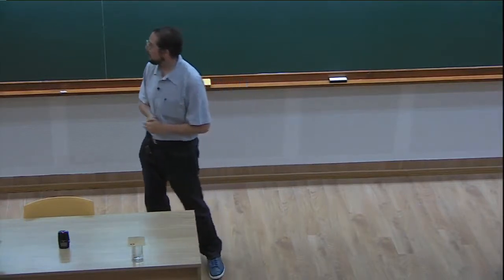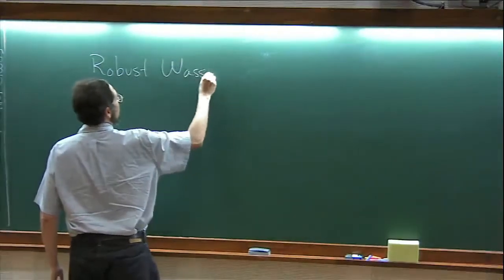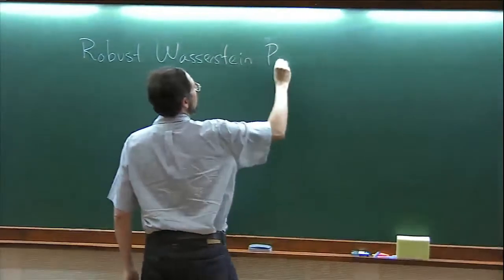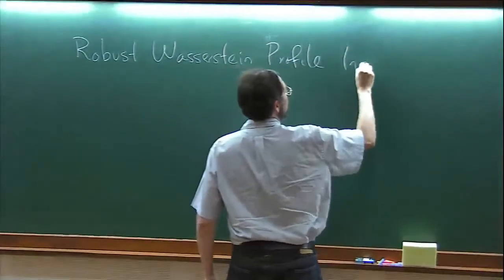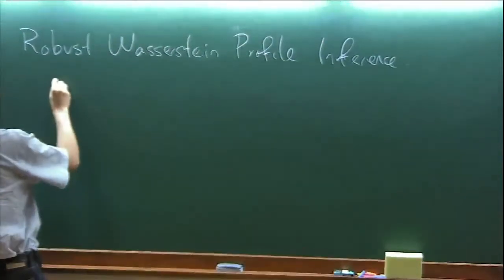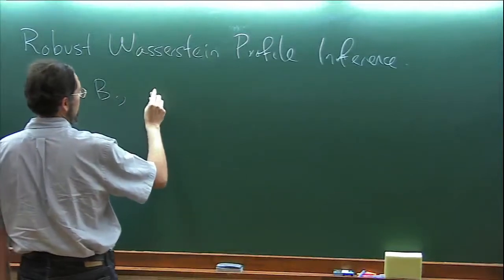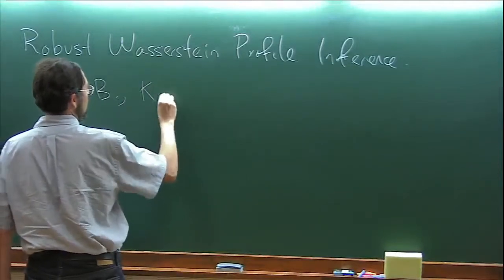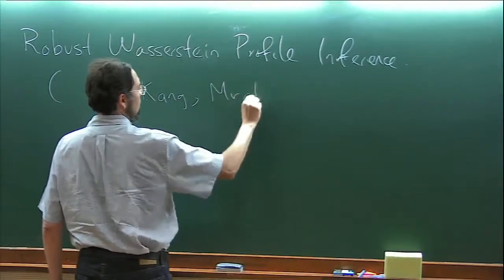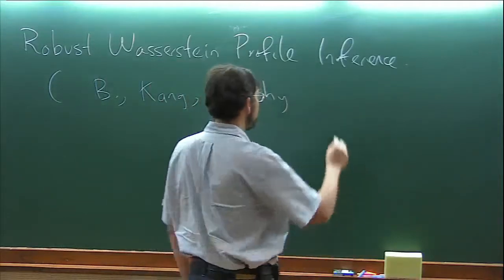Okay, so this is from a paper that is called Robust Wasserstein Profile Inference. This is joint work with Karthik Murthy and Yen Kang. And this is a paper that you can find on the website of Advances in Applied Probability.